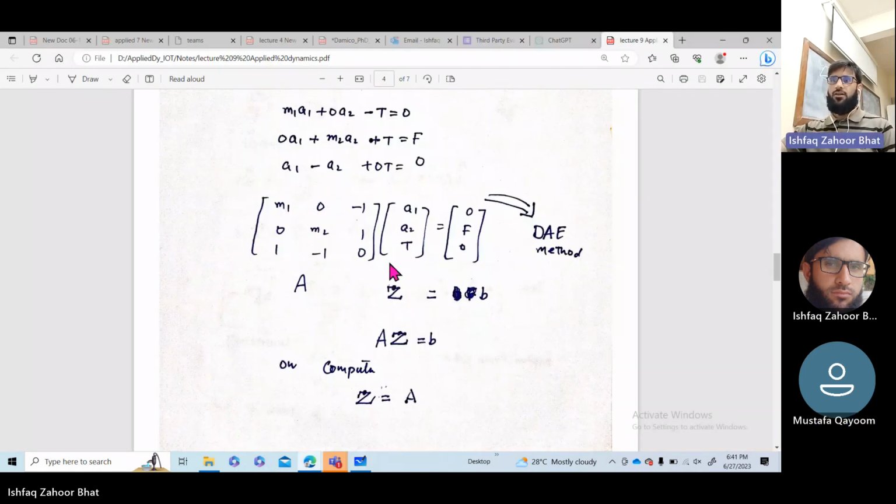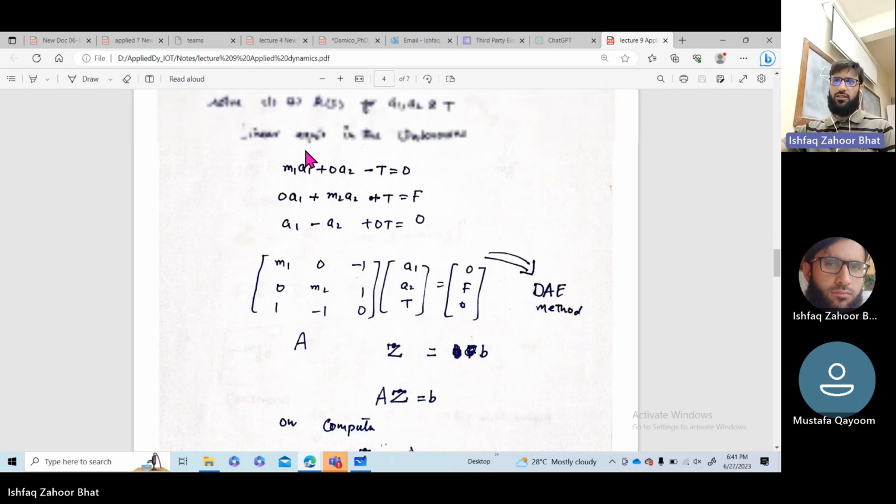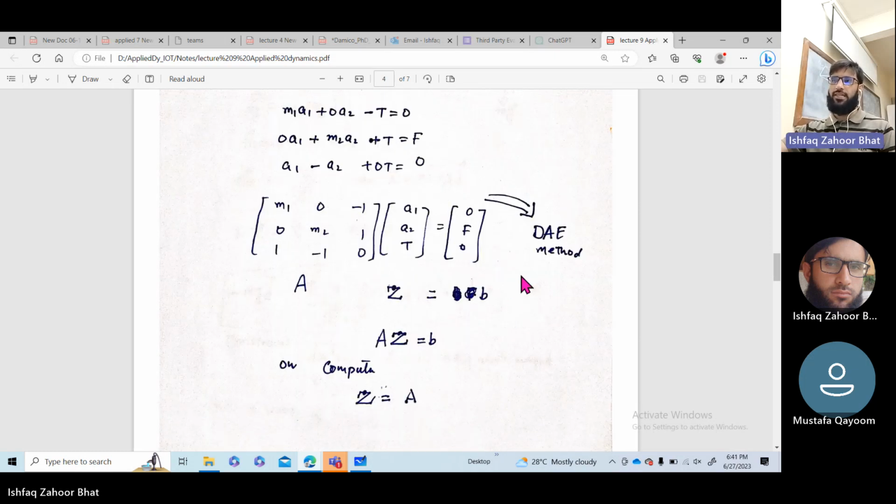Okay, so this method is also known as the DAE method. D stands for differential, A stands for algebraic, and E stands for equation. If you see these three equations, A1 is nothing but x1 double dot, A2 is nothing but x2 double dot. These are differential equations, and these are algebraic in nature. That is why we call this the differential algebraic equations method, DAE method.